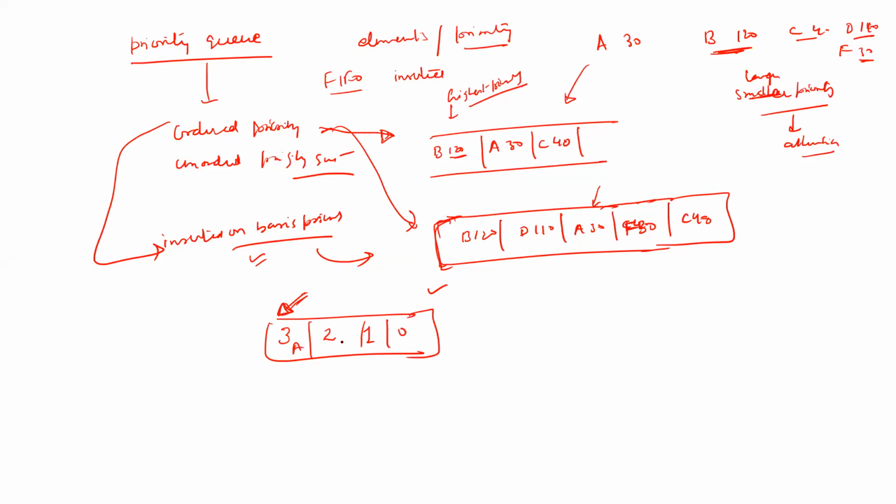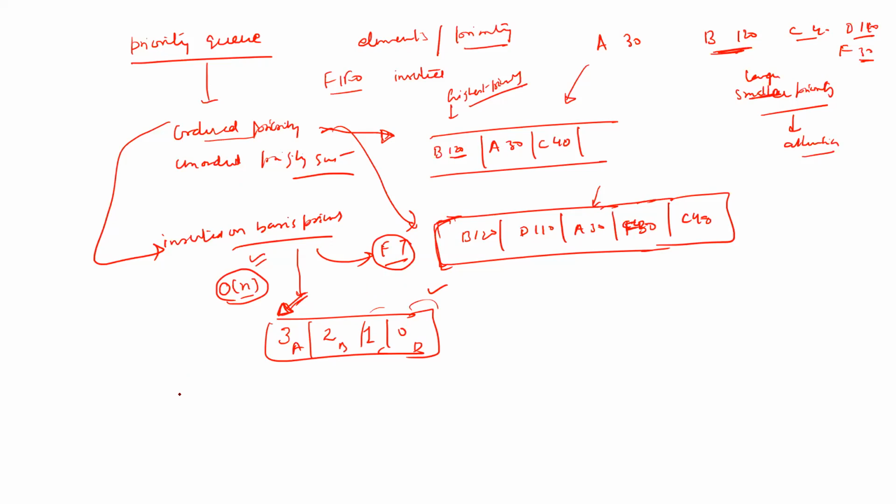Let the elements be A, B, C and D, and a new element F is inserted whose priority is, say, 7. What complexity will be incurred for inserting a new element with priority equal to 7? Order of n, because you have to shift all the elements to the right side. It is just an insertion in a sorted array, which shifts the elements and inserts the new element somewhere here. So in ordered priority, insertion takes order of n time.